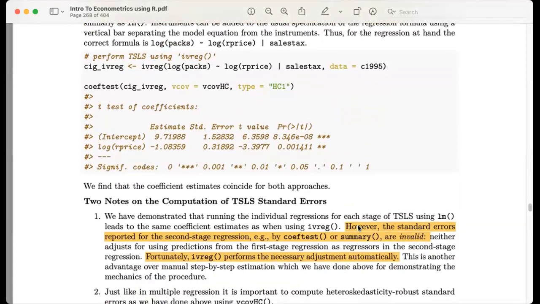because they do not adjust for using predictions from the first stage regression in the second stage regression. The ivreg function does this adjustment automatically, so it's better to use ivreg than LM. Also, LM is a bit time consuming because you have to run two regressions, when you could just do it once using ivreg.